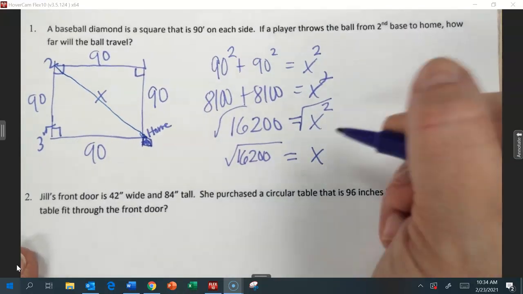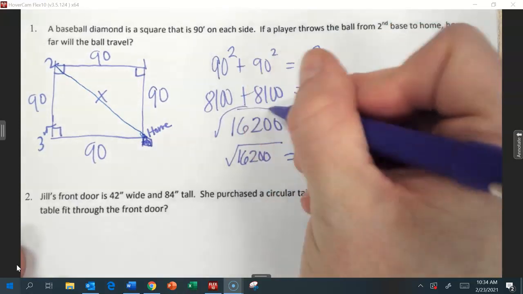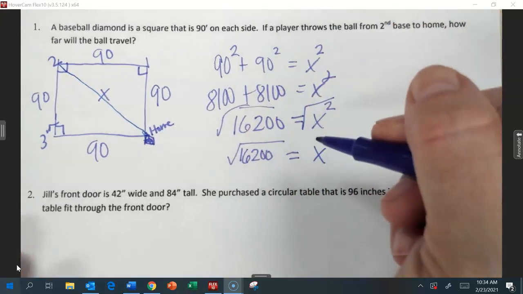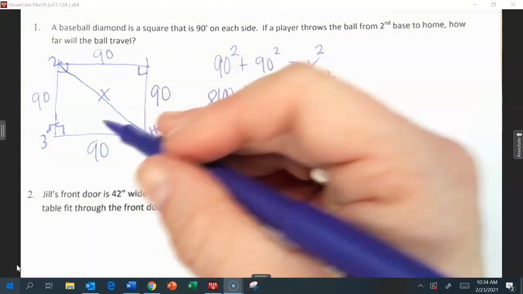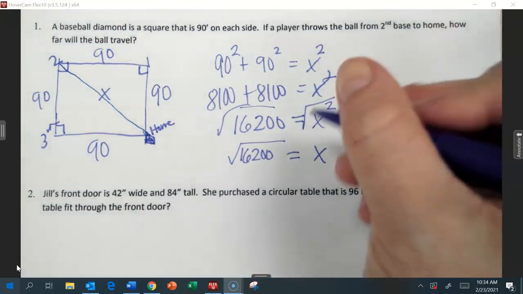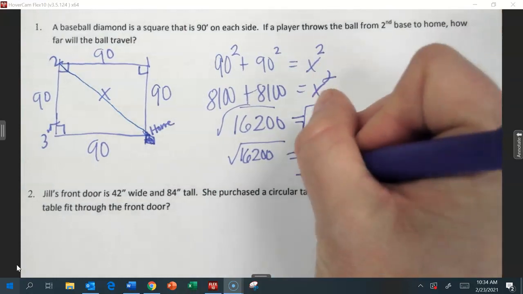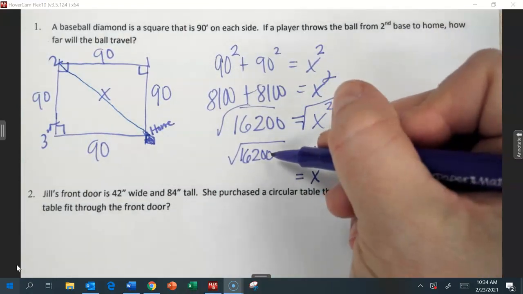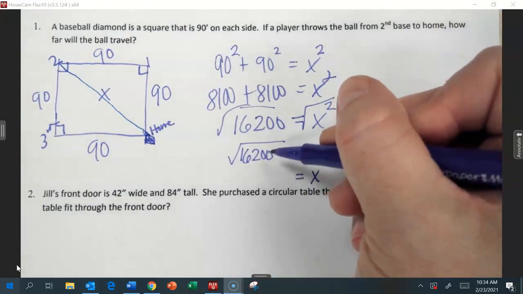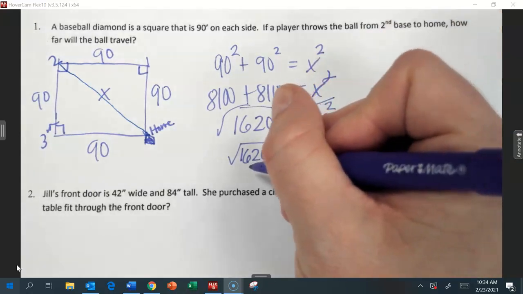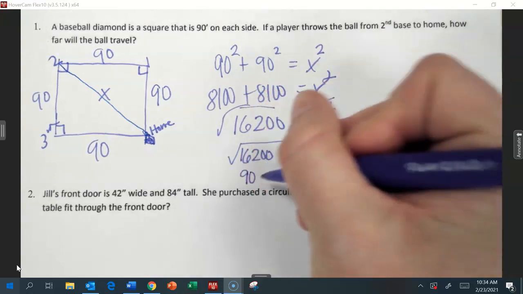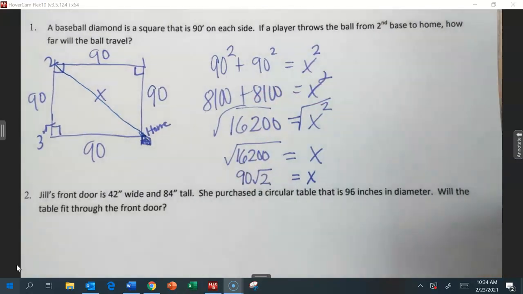Now, you need to remind yourself that since I didn't specify, we're going to write this exact, and I'll go ahead and round it to make sure our answer makes sense. So we are going to figure out what perfect square goes into 16,200. And that is 8,100. So if you simplified this correctly, you would have gotten 90 radical 2 feet.